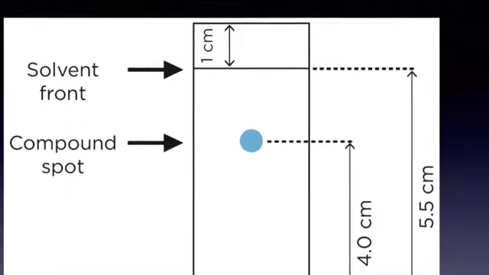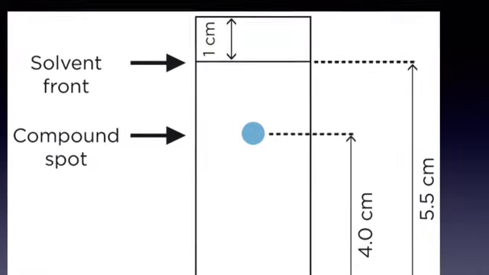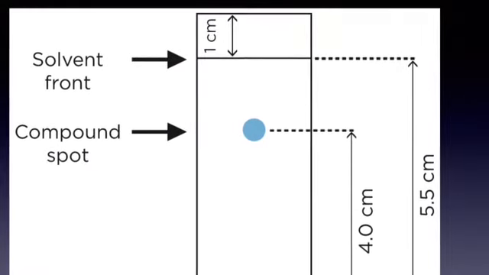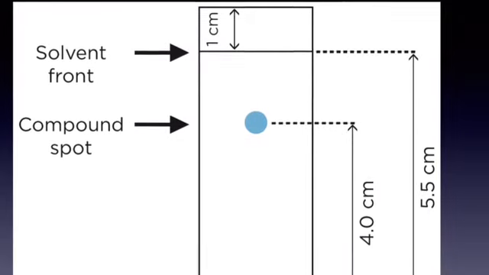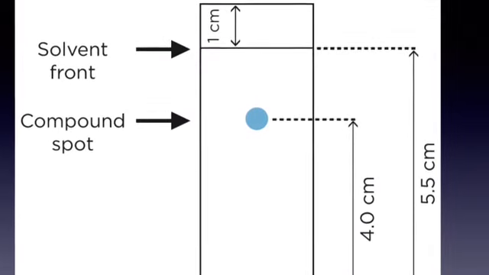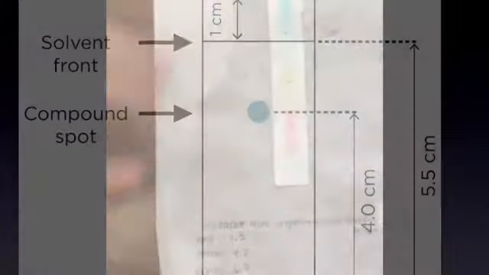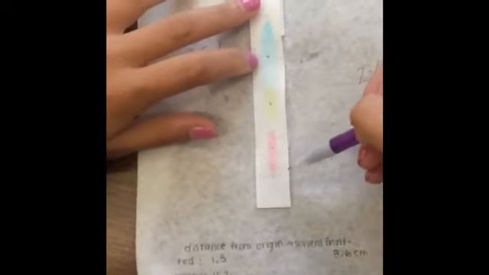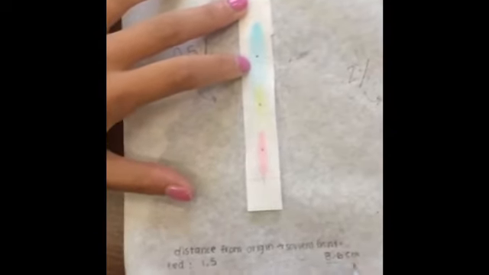RF stands for retention factor, and it is calculated by measuring the distance from the origin to the solvent front, which is the leading edge of the solvent as it moves through the paper. And you take the distance from the origin to each region of dye divided by the distance from the origin to the solvent front. So we measured our distance from the origin to the solvent front, which is all of this, and we got 8.6 centimeters.